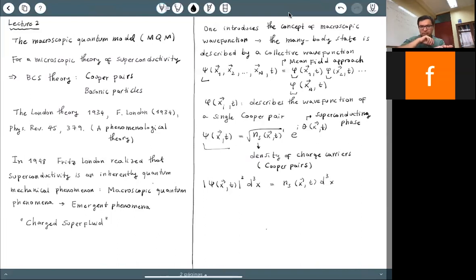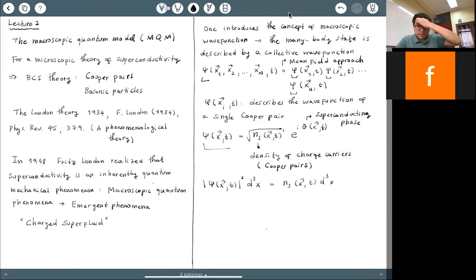So we know that there are some microscopic particles when we cool down the system, but there's always an emergent behavior because these are very complex systems. And the emergent behavior is very successfully described if we introduce the concept of the macroscopic wave function.